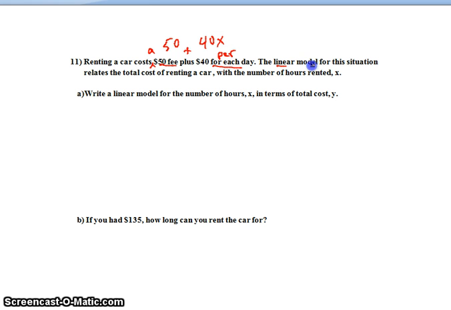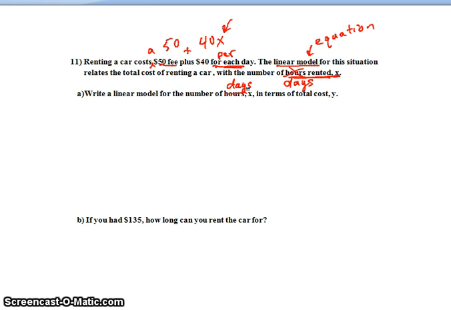The linear model or equation for this situation relates the total cost of renting a car to the number of days rented, x. Okay, for each day. All right, that should be days. That's another mess up by me. Write a linear model or linear equation for the number of days x in terms of total cost y. Days. Another mess up by me.